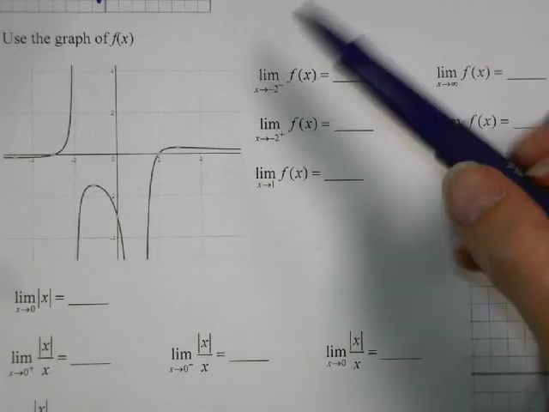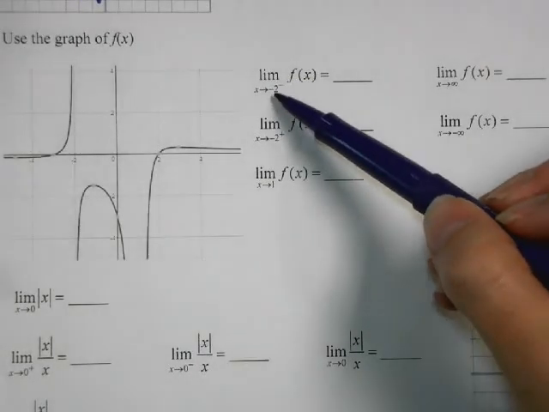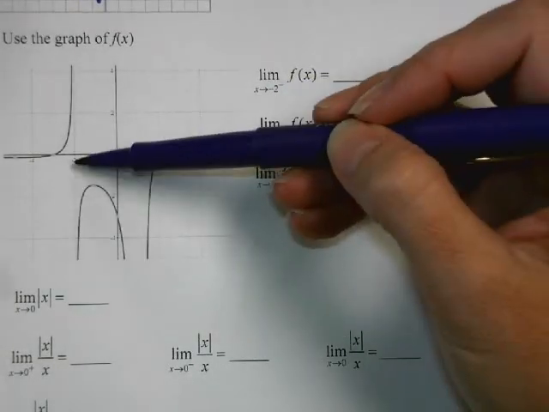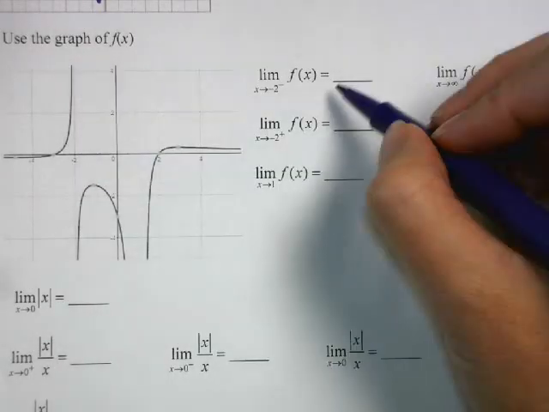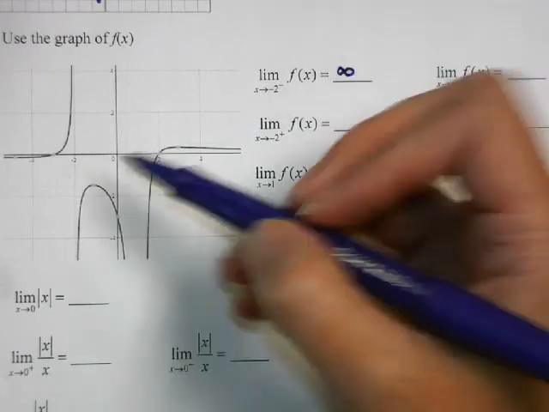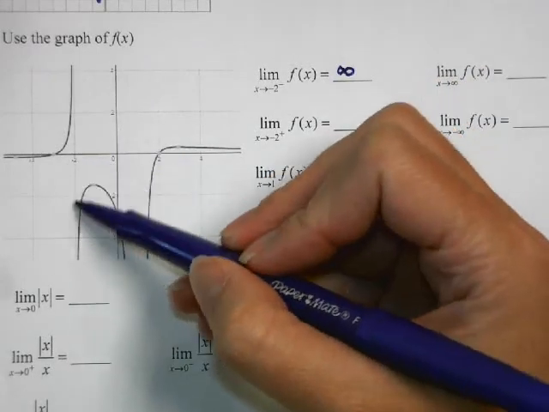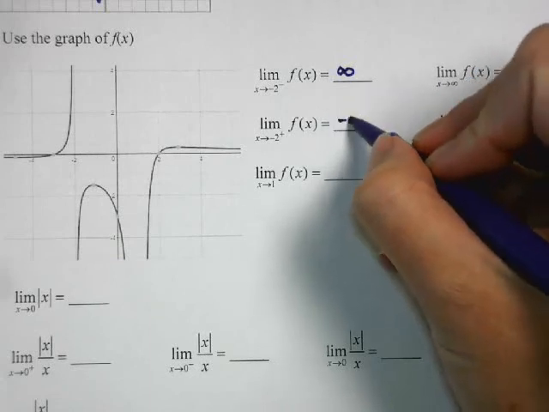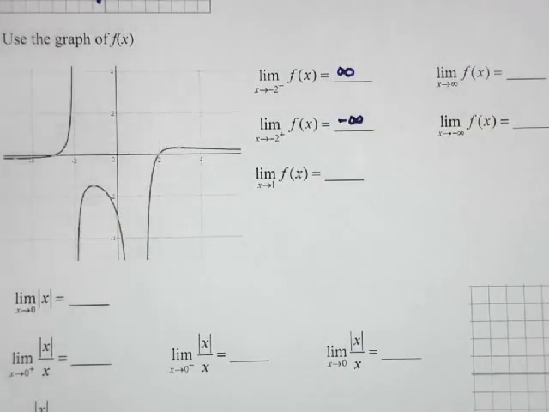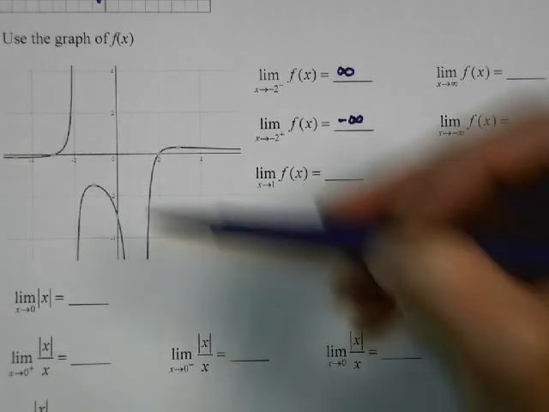Okay, new graph. So we're approaching -2 from the negative side. So here's -2. From the negative side, those are going to infinity. -2 from the positive side is negative infinity, which means that limit wouldn't exist.